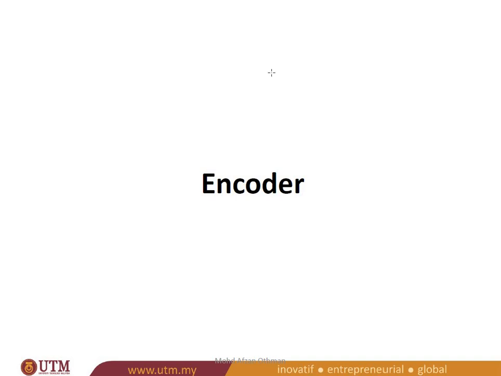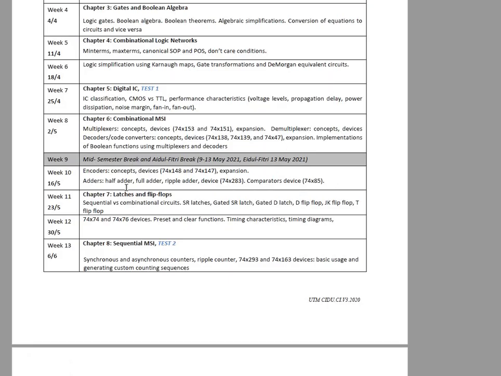So we will start with the week 10 lecture, with encoders. Let me see where we are right now. If you see, we are in the current week 10. In week 10 we are expected to learn about encoders, concept, device, 74x148 expansion, and so on. And then we will learn about adders, which consist of half adder, full adder, ripple adder, and comparator device.